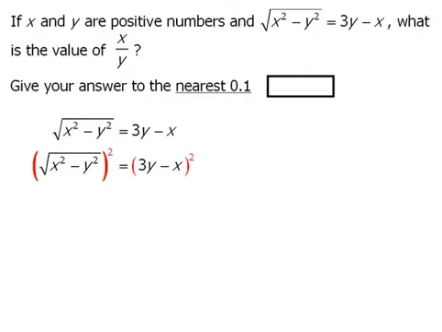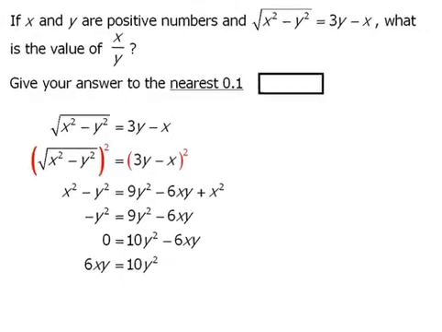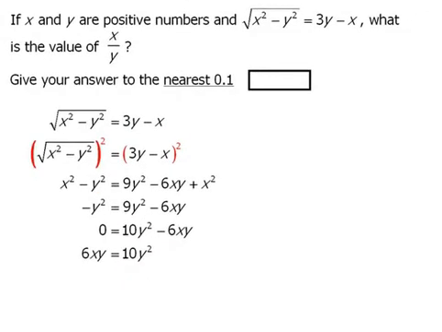equation. When we do this, we get x squared minus y squared on the left-hand side, and on the right-hand side we get the following. From here we can subtract x squared from both sides, and at this point we have several options. One option is to first add y squared to both sides, and then add 6xy to both sides. From here we can divide both sides by y to get the following.